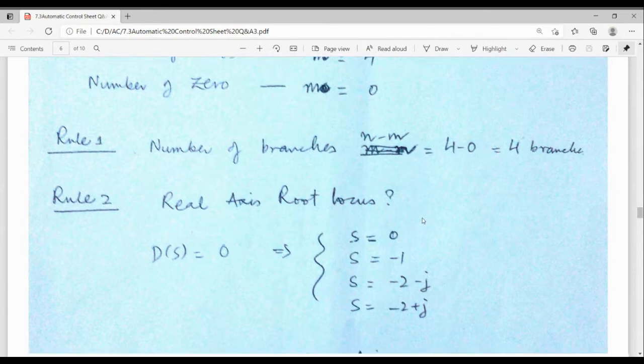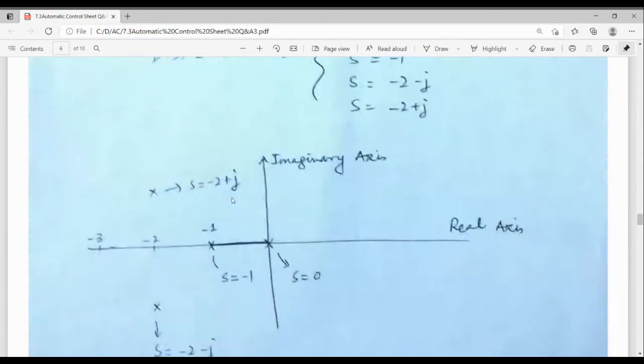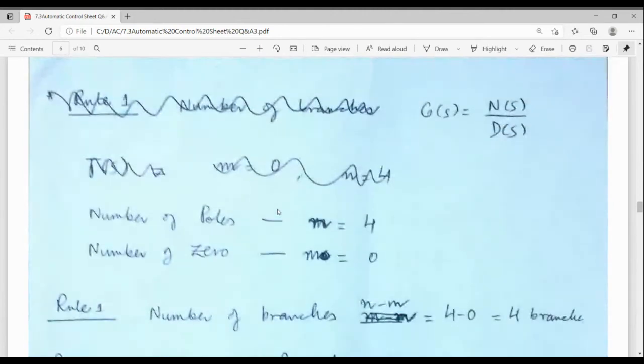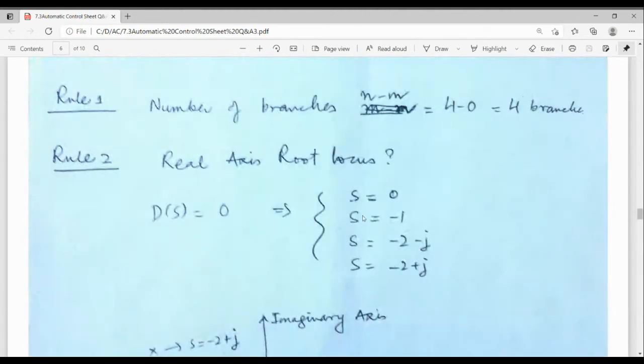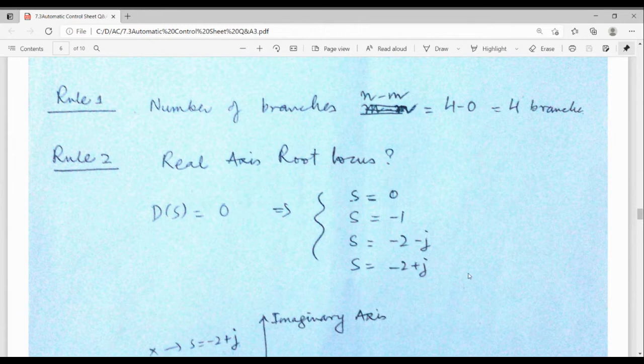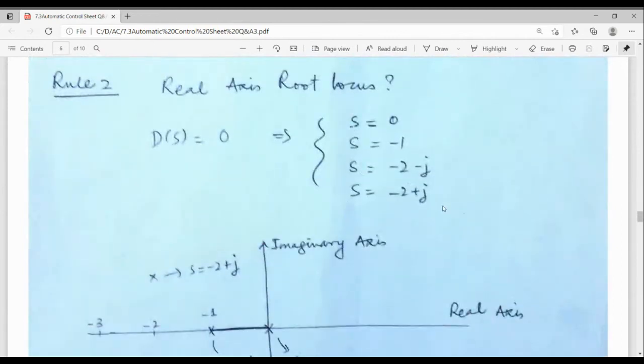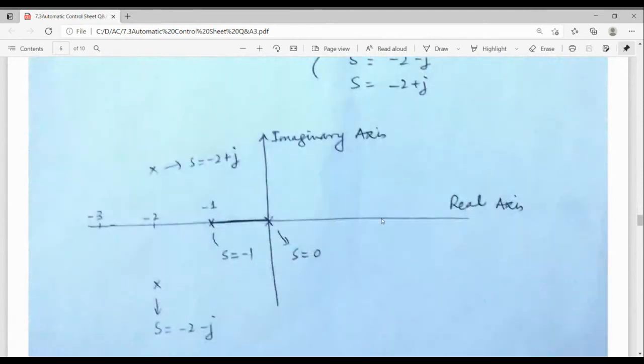Real axis root locus. To find this, how will we find the roots? D of s equal to 0, the denominator equal to 0. So s equal to 0 is one root, s equal to minus 1, s equal to minus 2 plus j, s equal to minus 2 minus j. By the denominator equation, you can find these roots. There are 4 roots, so indicate them on the plane.